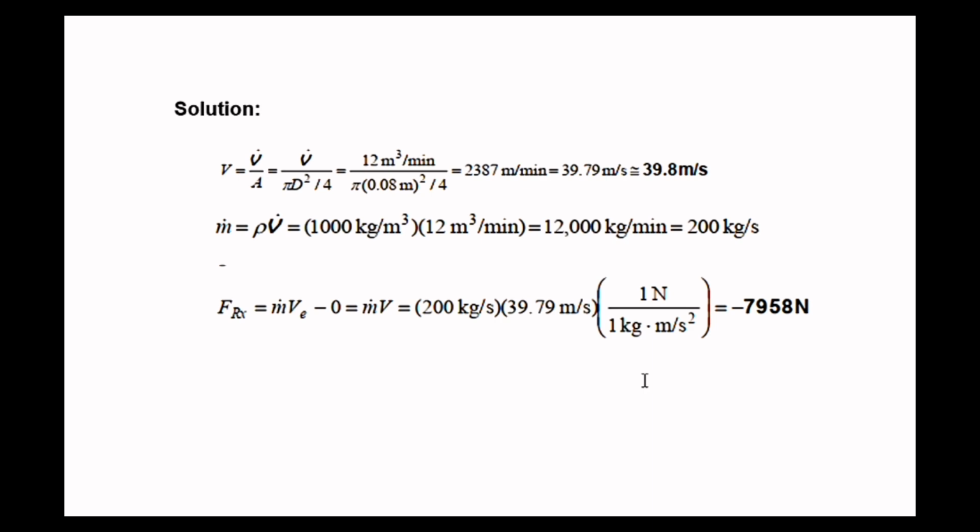The force of 7,958 Newton is equivalent to the weight of about 810 kilogram. That is, holding the nozzle requires the strength of holding a weight of 810 kilogram, which cannot be done by a single person, and this demonstrates why several firemen are used to hold a hose with a high flow rate.